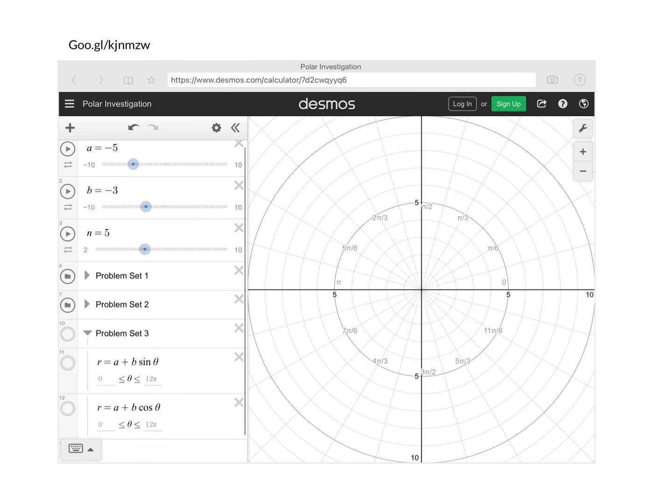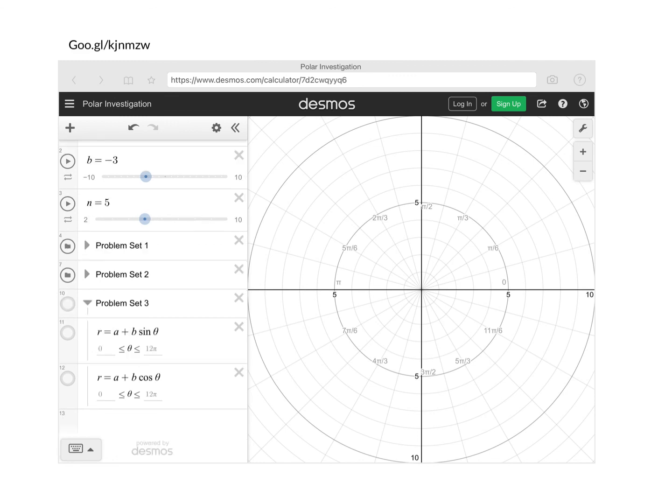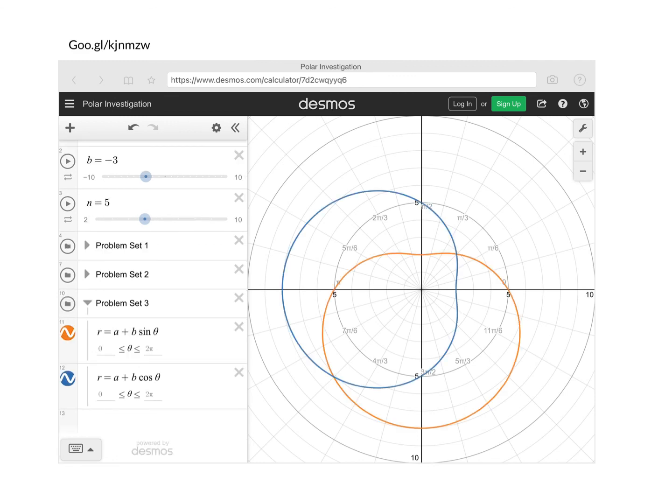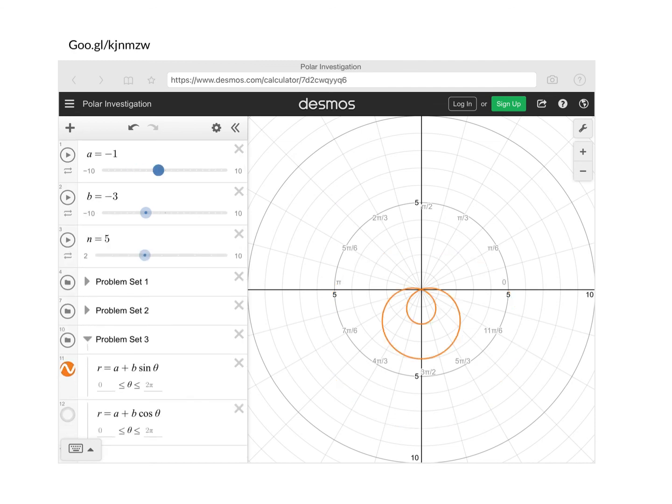And let's look at the next problem set. This one changes things just a little bit. Oops, didn't mean to turn them both on. And if I change my A value, we can see that this graph changes quite a bit. B value, change my B value. N has no impact on this one. N is only on the last one.